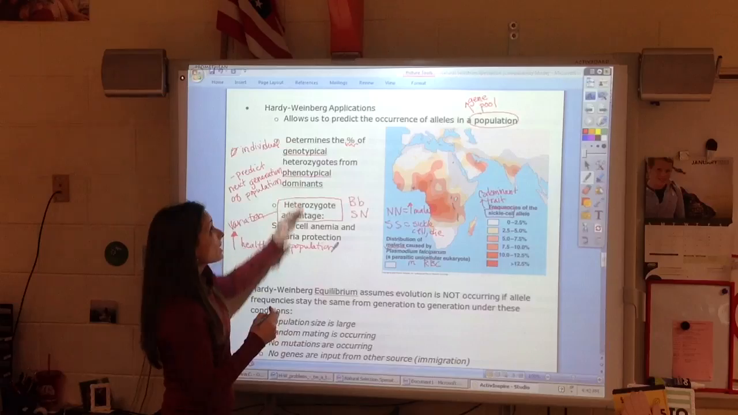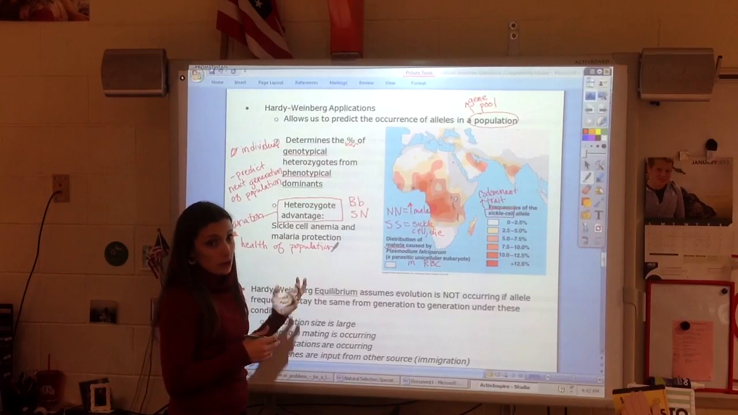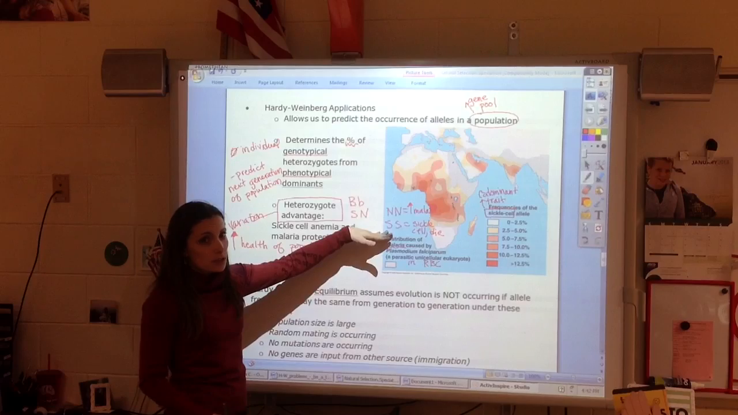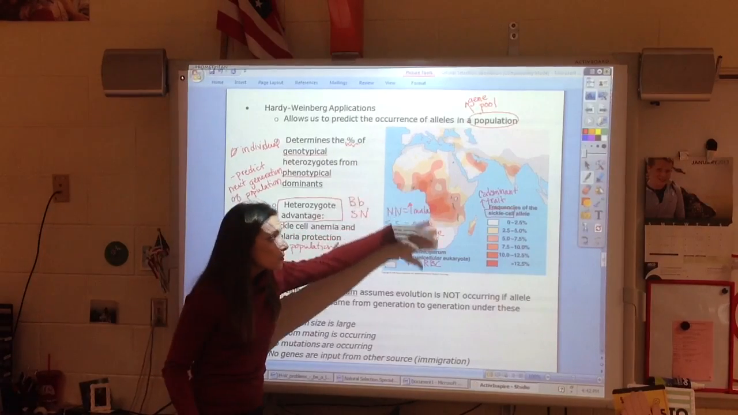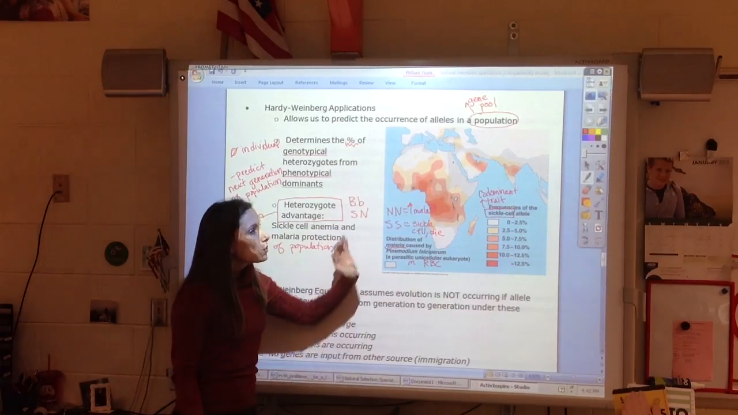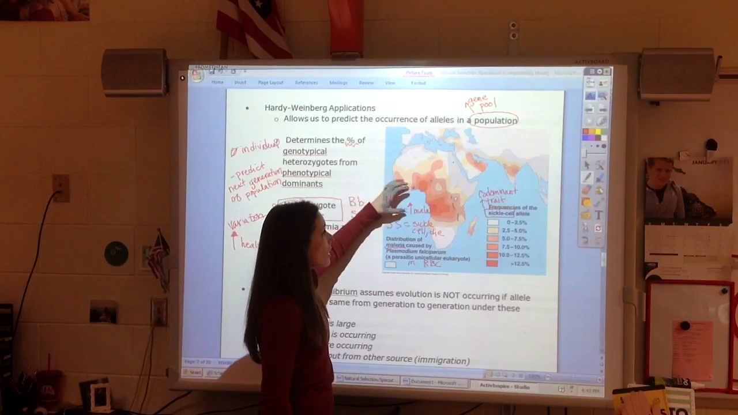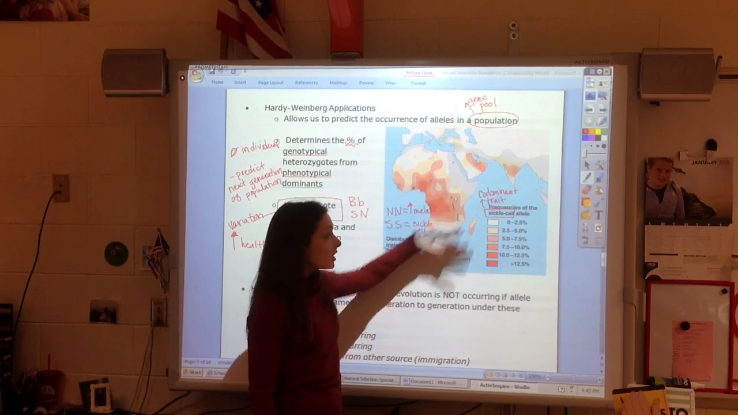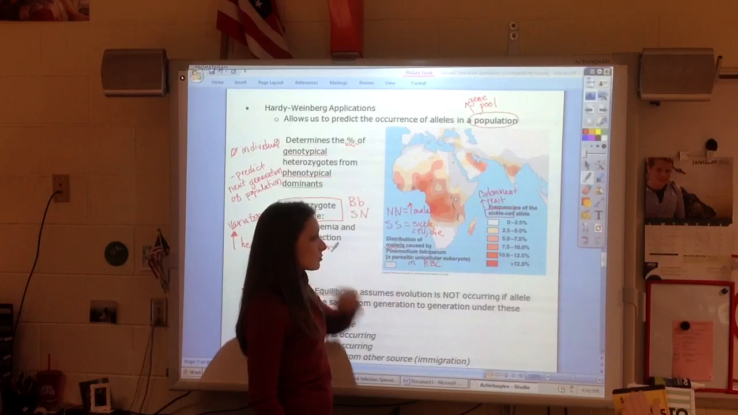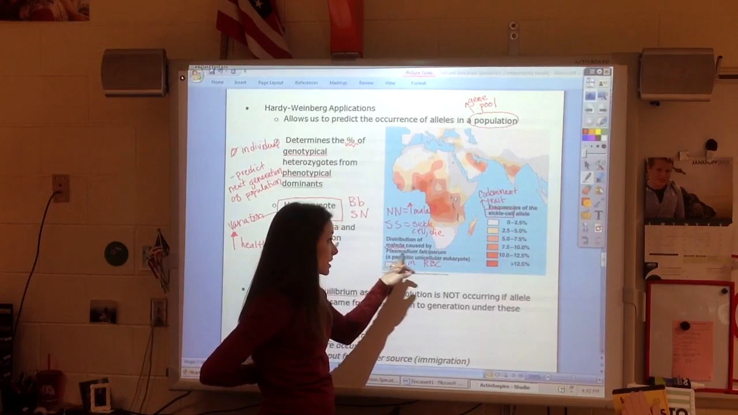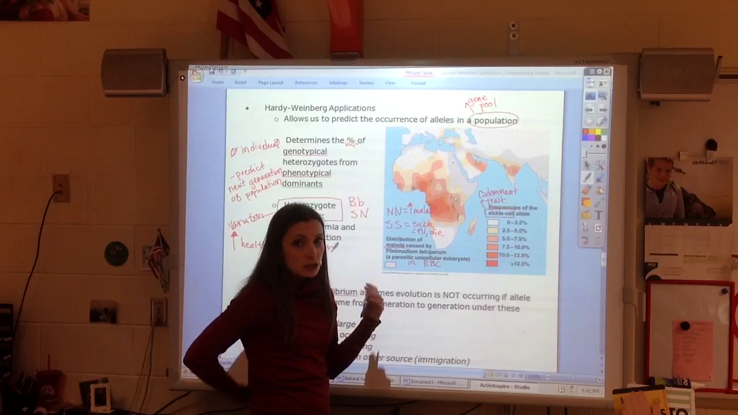And so that's one of the things that we can do with Hardy-Weinberg, is we can actually look at, now that we can calculate the frequency of the alleles, we can actually compare different populations. We see that the highest rate of sickle cell anemia is in African populations around the equator, because that's where this particular mosquito that carries the malaria protist, Plasmodium falciparum, actually lives.